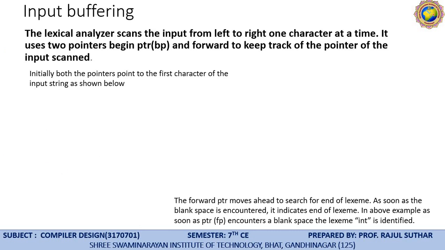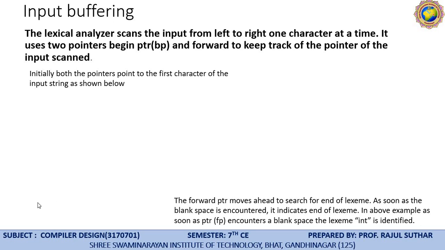What is input buffering? Input buffering is where the lexical analyzer scans the input from left to right, one character at a time. It uses two pointers: the begin pointer, BP, and the forward pointer, which keep track of the input scan. Initially both pointers point to the first character of the input string.